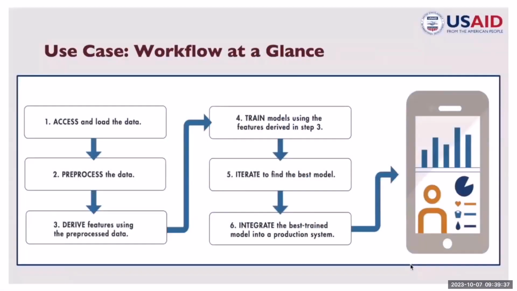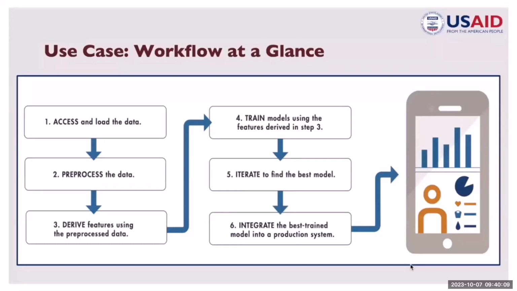Now, we discuss the use case workflow at a glance of AI. First, we access and load the data. Second, pre-process the data. Third, derive features using the pre-processed data. Fourth, train models using features derived in the previous step. Fifth, iterate to find the best model. And finally, integrate the best trained model into a production system.